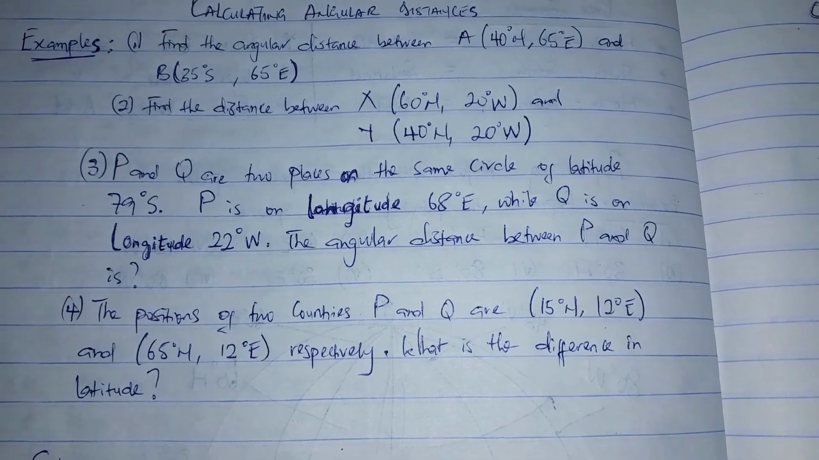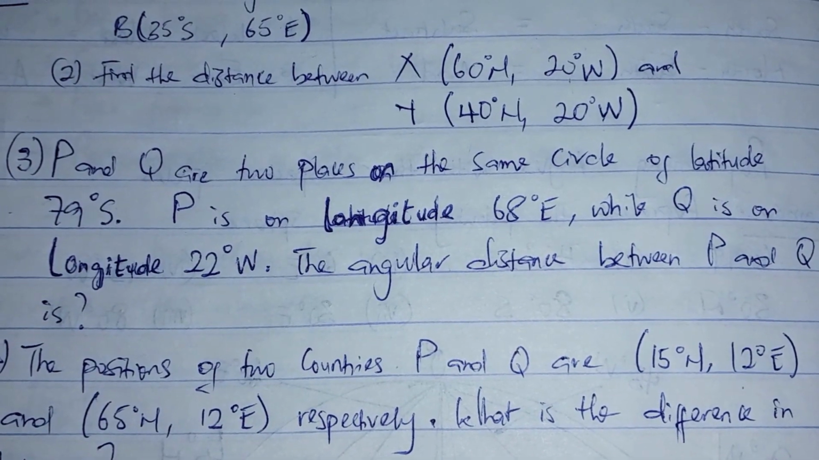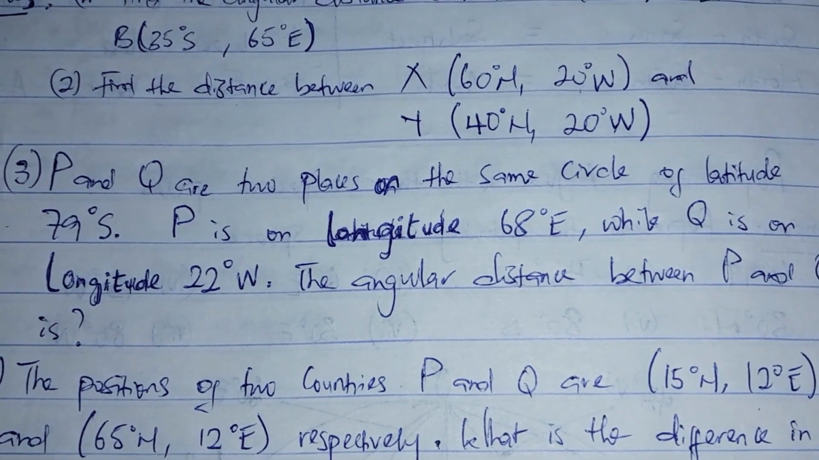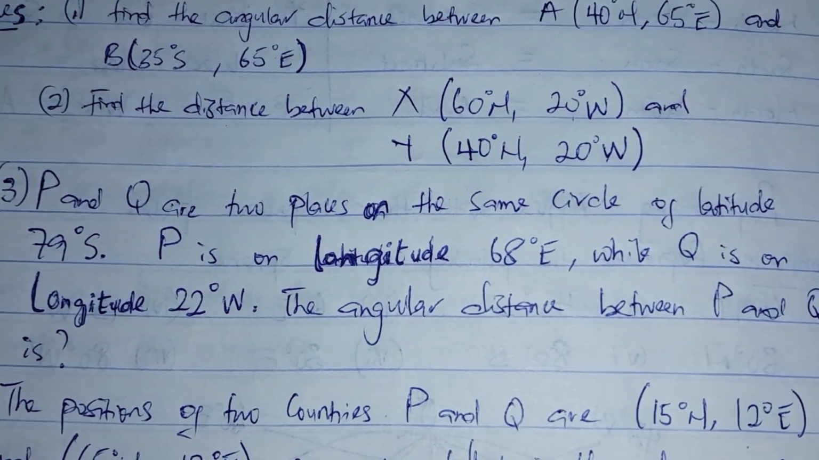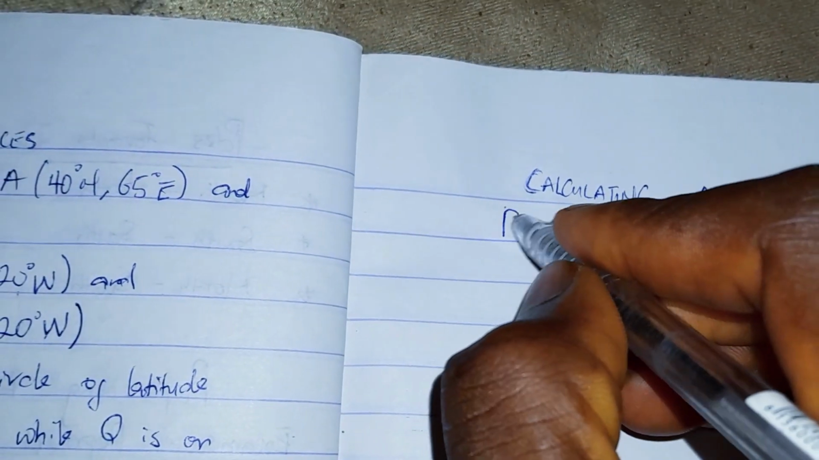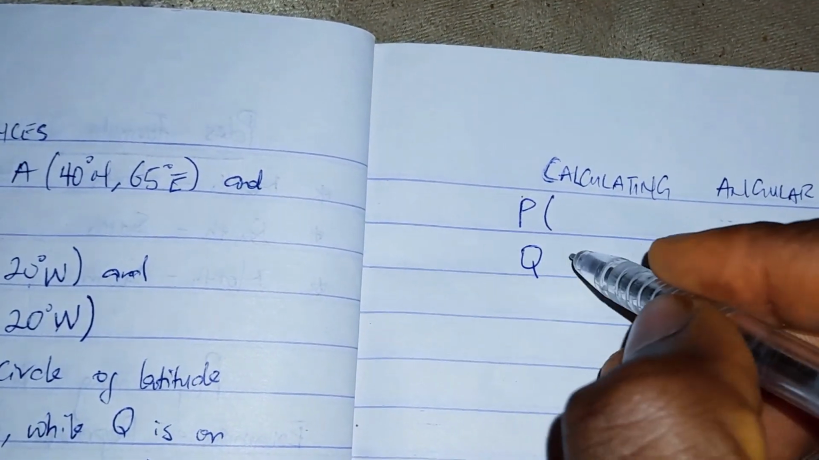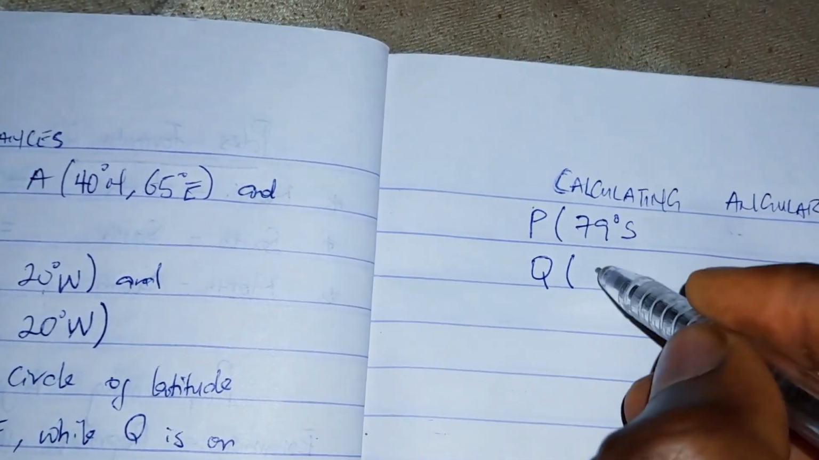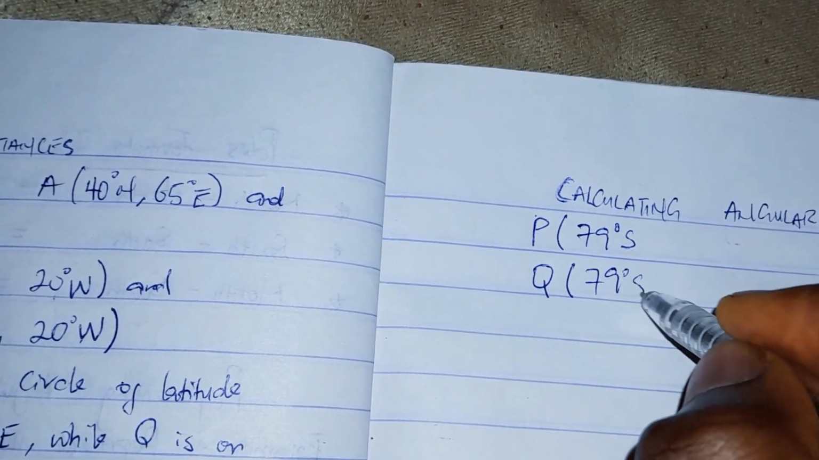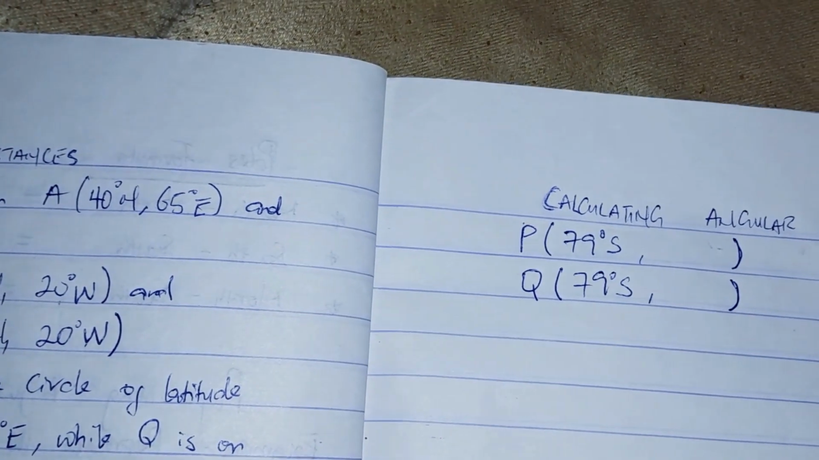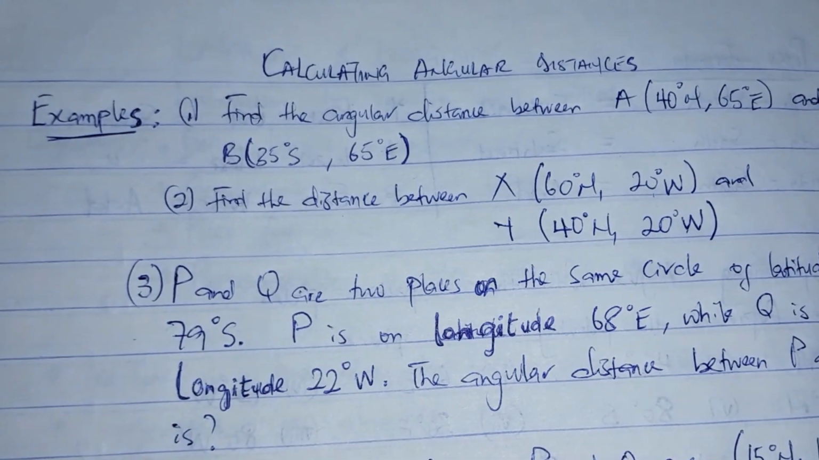Number 3 says P and Q are two places on the same circle of latitude 79 degrees south. Now remember I said latitude usually comes before longitude. So I have 79 degrees south, 79 degrees south, since they're on the same latitude. So automatically that's what I should have the points to be like.